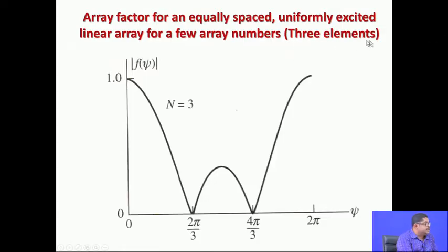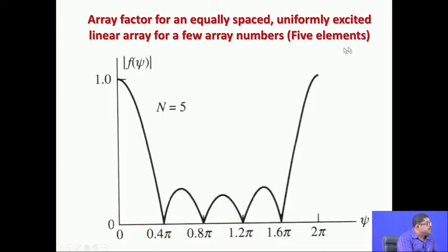Here, let us say that we have a 3 element array. This is the array factor that turns out. Here it should not be psi, actually it is u, F(u) versus u, please correct it. It is wrongly written, because our variable is u, or you can say a function of u plus u 0. So, that is the axis. This is for a 3 element array.